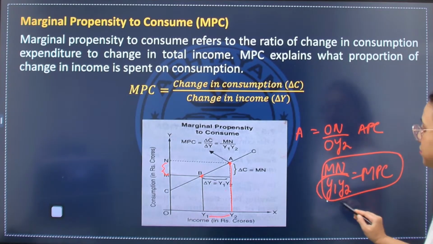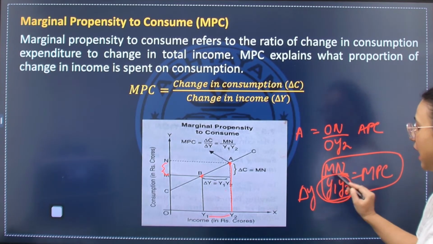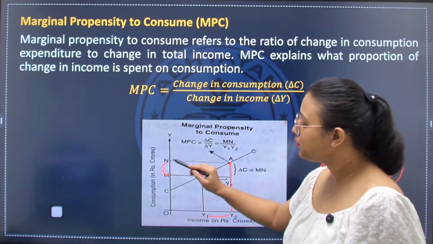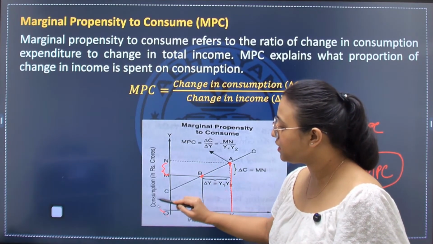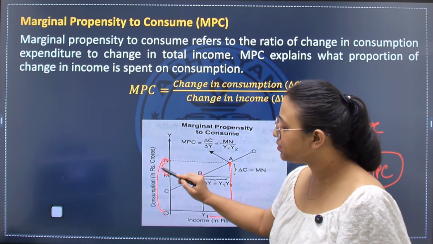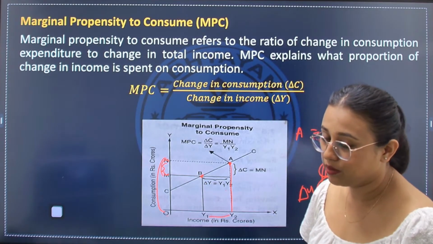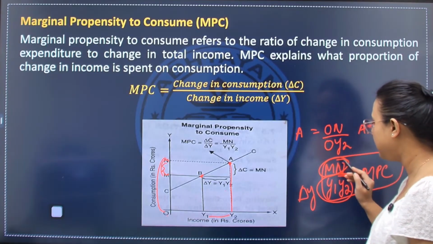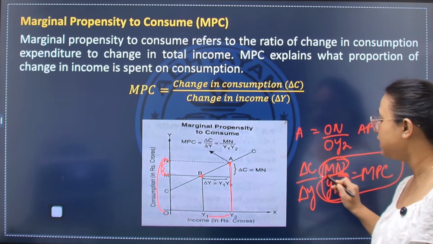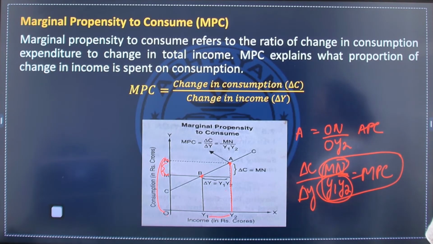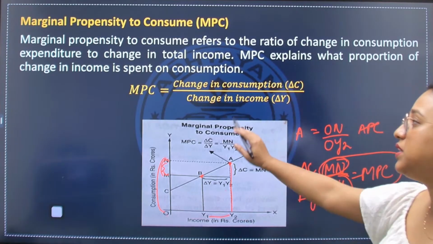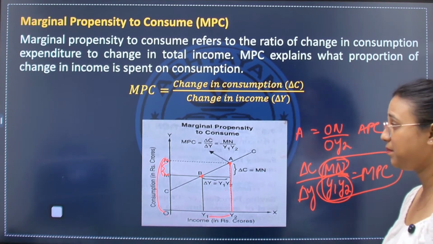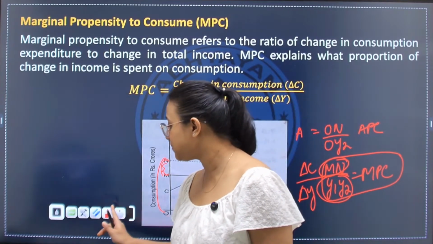Karon Y1 Y2 to ki hoy? Change in income hoy. Aru Mn to ki hoy? Change in tumar consumption. Agote consumption ki man asil ON. Now the consumption is OM. So OM minus ON, it is Mn. Mn is change in C. So out of change in income, how much you spend in consumption is reflected by the concept of MPC. I hope you are clear till this much.